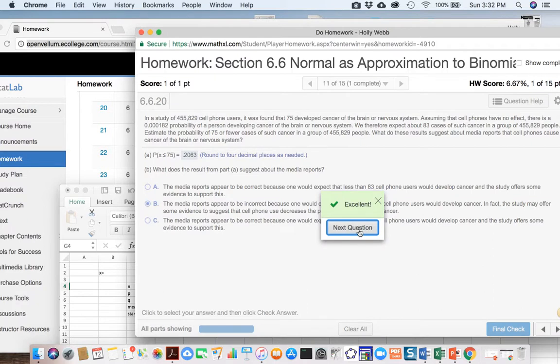Okay. This one does look like one where you do have to use the z-score to complete it. I'm not sure why they use 75.5.